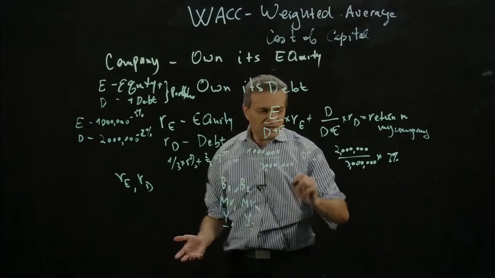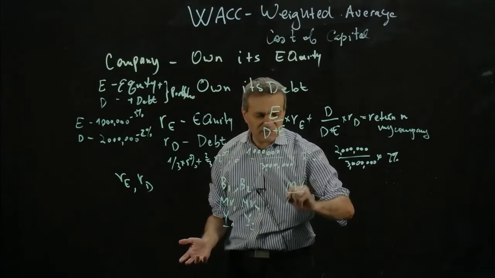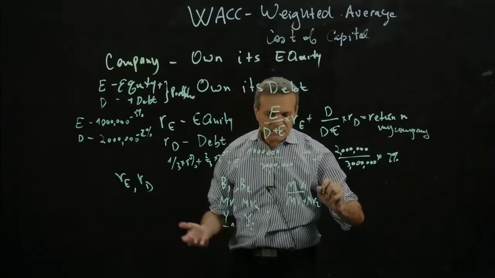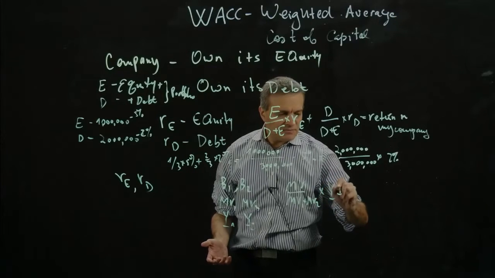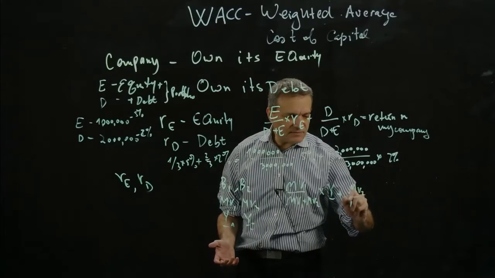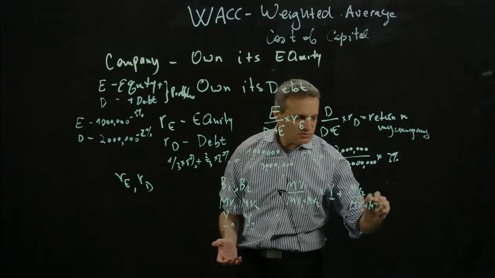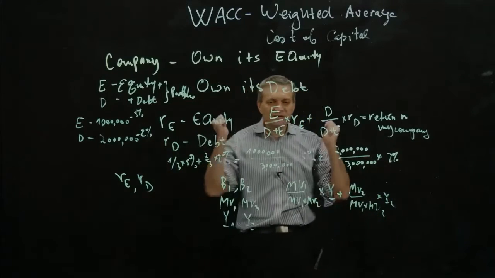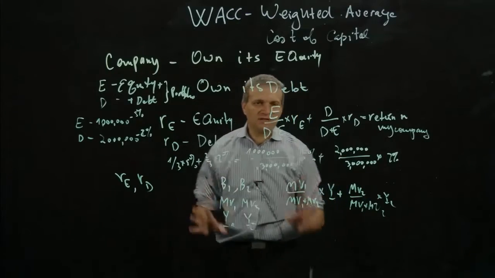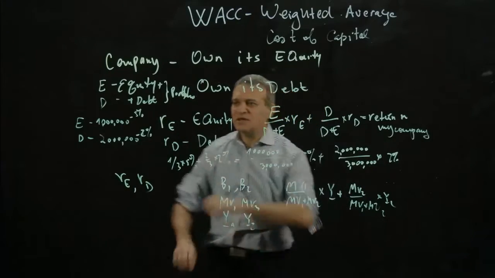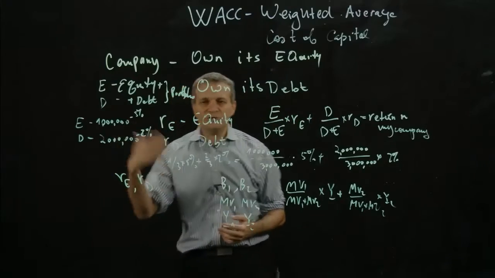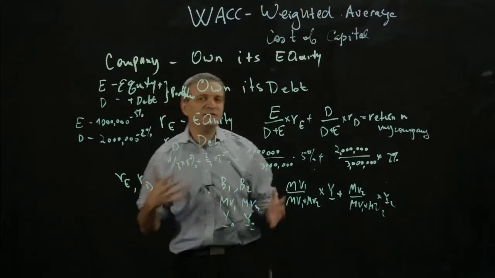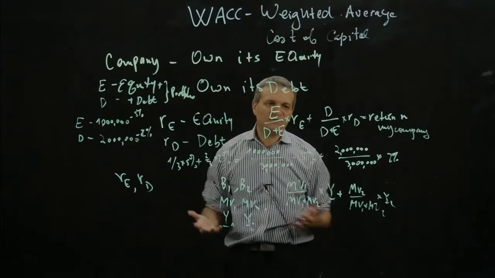Then you know that you have market value 1 divided by market value 1 plus market value 2 times yield 1, plus market value 2 divided by market value 1 plus market value 2 times yield 2. Okay? And you're done. There is nothing more in these calculations, and it will always be a weighted average, okay?